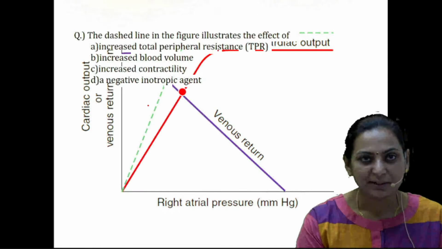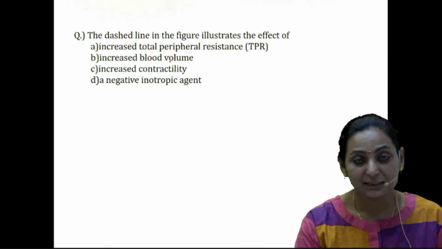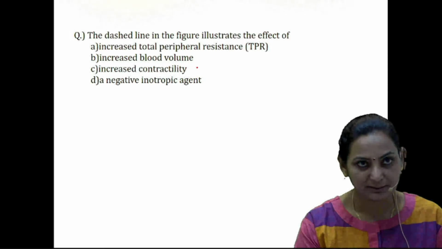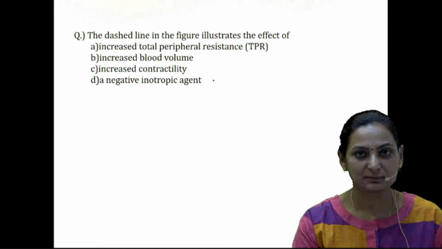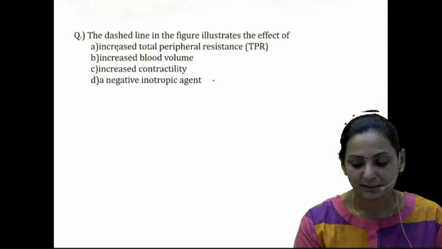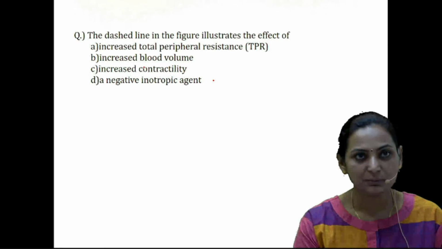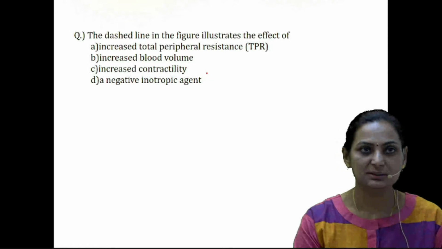Option A is increase total peripheral resistance, B increase blood volume, C increase contractility, or D a negative inotropic agent. Okay, so increase total peripheral resistance, increase blood volume, increase contractility, or a negative inotropic agent.